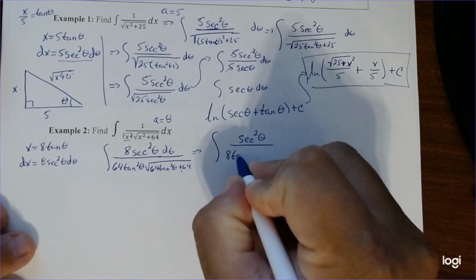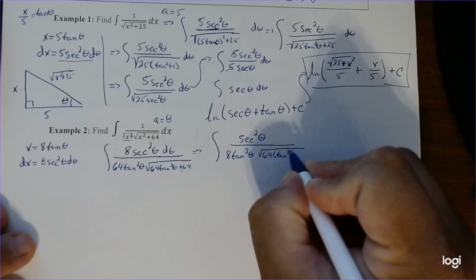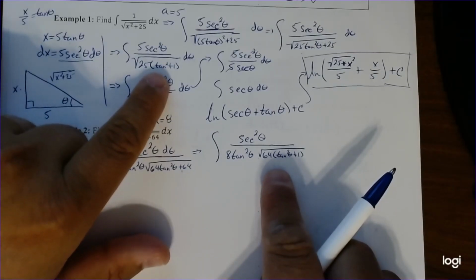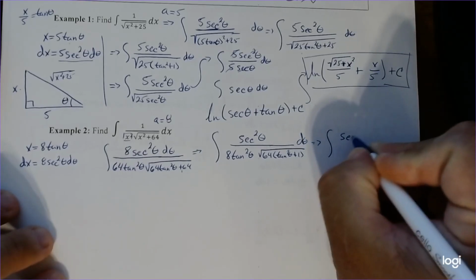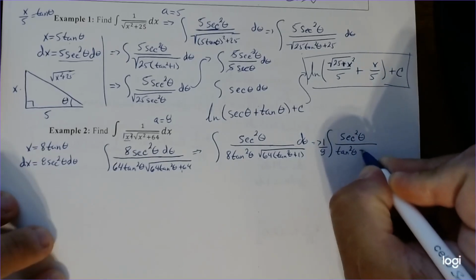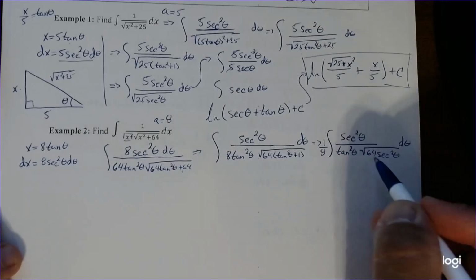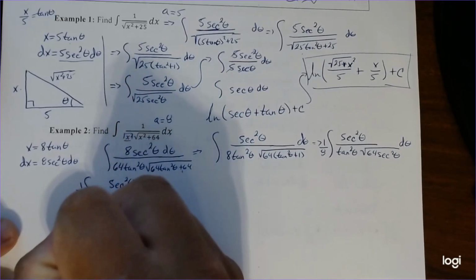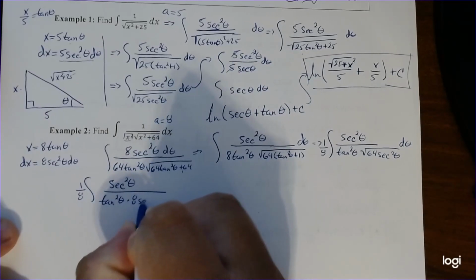And now this is an 8 tan squared theta times the square root of 64 times tan squared plus 1. And notice the same situation as before. So using the property of B, that's the same as secant squared. Just going to bring in the 1 over 8 over here. Okay. And then finally, taking the square root of that gives us 8 secant theta.